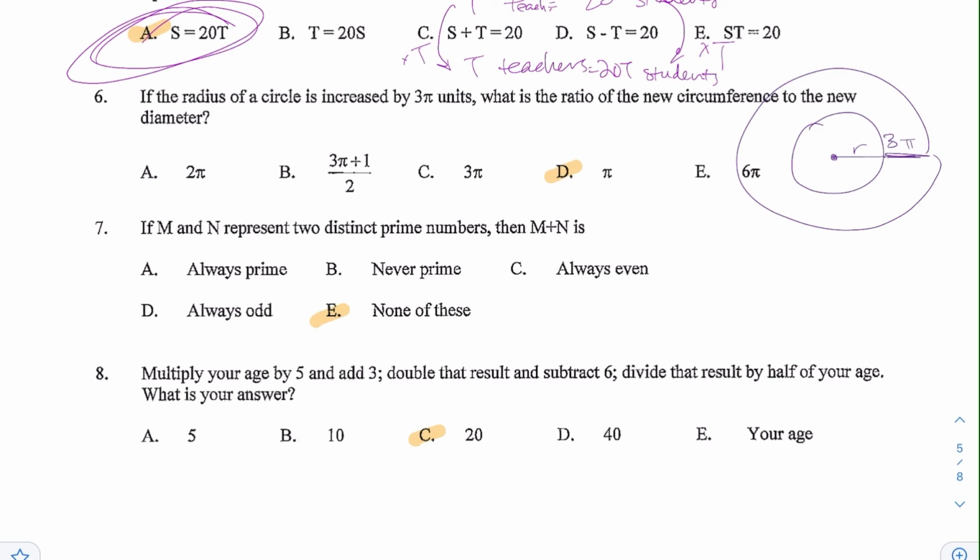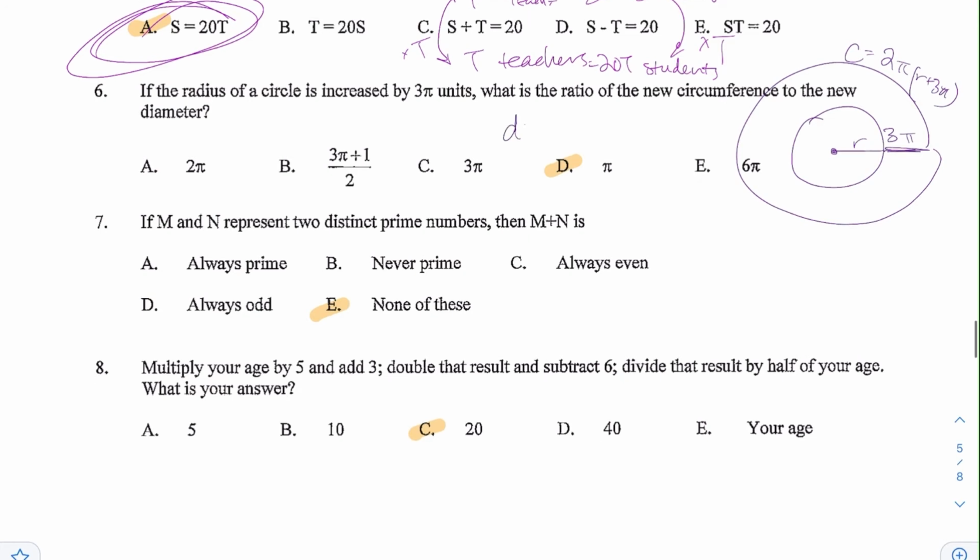So here the new circumference will be 2 times pi times r plus 3 pi. And the new diameter is just r plus 3 pi times 2. So notice that the difference is just pi. And the answer is choice D.